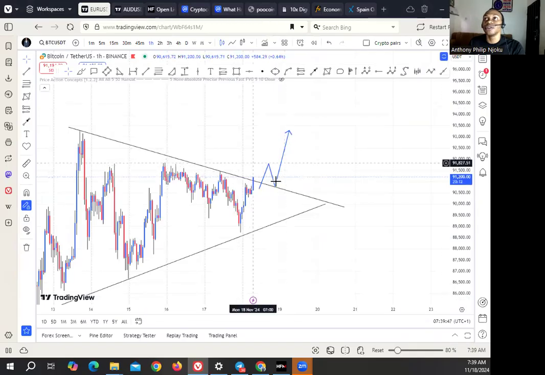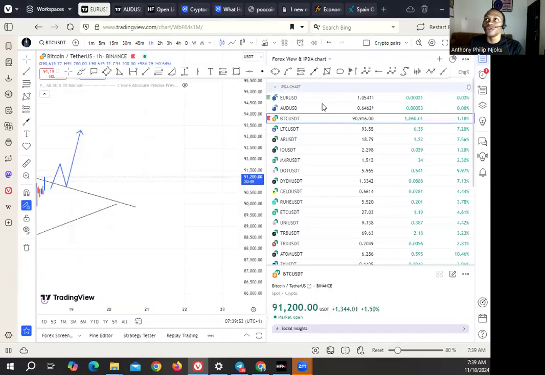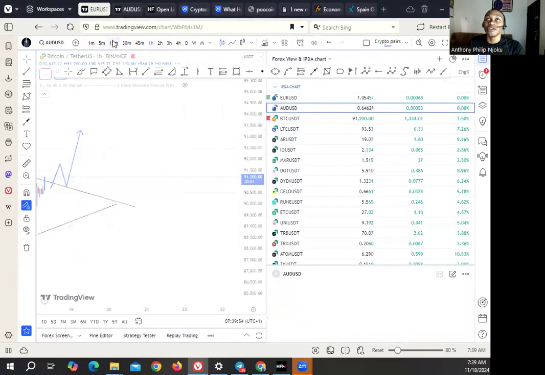I think Bitcoin just broke this. If this candle closes in 20 minutes, we will call out this trading opportunity for Bitcoin that you guys can sell, and you can make good profits from there.